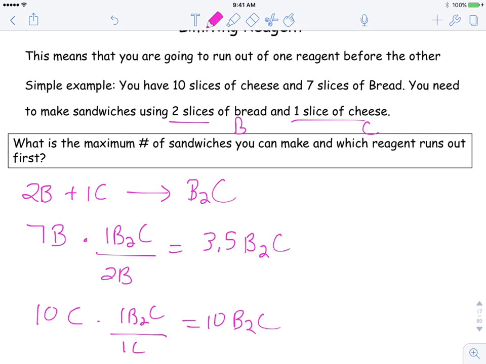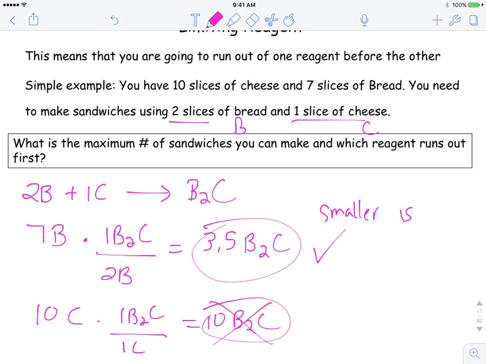So I have 2 answers here, but only one of them is correct. What's going to be the correct answer here? Well, if you said the 3.5 sandwiches, you're right. You're never going to get to 10 sandwiches. You're going to run out of bread because it takes 2 pieces of bread to make every sandwich. Once you run out of the bread, you're done. This is the maximum number of sandwiches that you can make. This is the correct answer. And a good trick for this when you're doing a limiting reagent problem is you can always just go with the smaller of the 2 answers. So the smaller is correct.